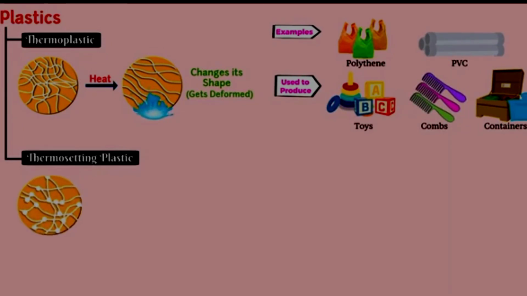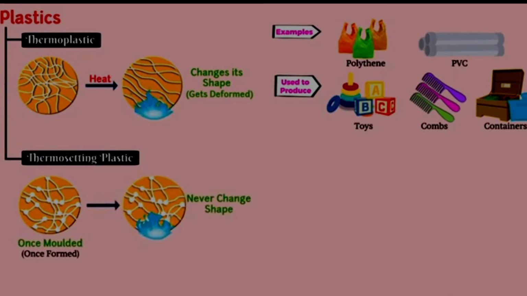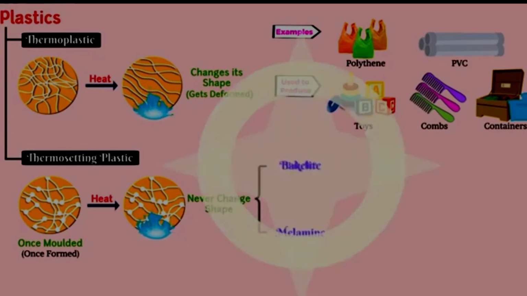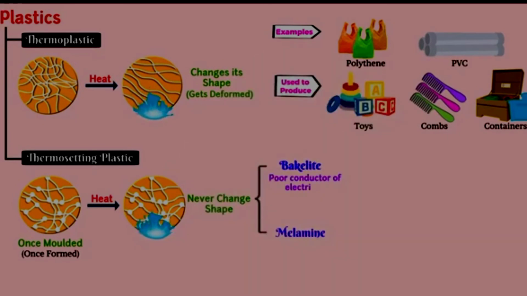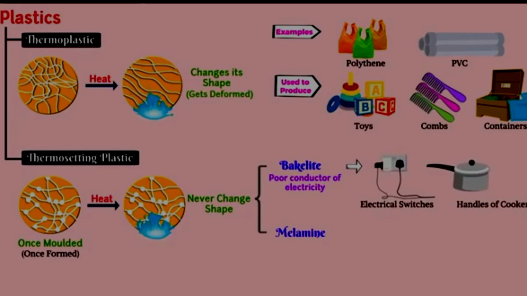There is another type of plastic which, once molded, never changes its shape by heating. These are called thermosetting plastics. Bakelite and melamine are some of such plastics. Since bakelite is a poor conductor of electricity, it is used to make electrical switches, handles of cookers, and other utensils.